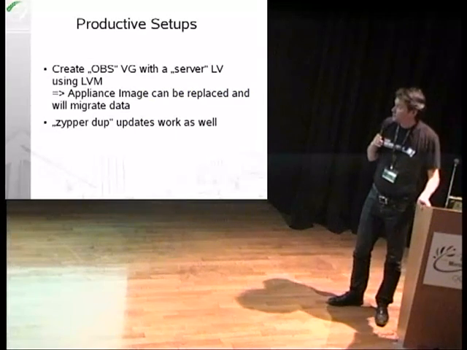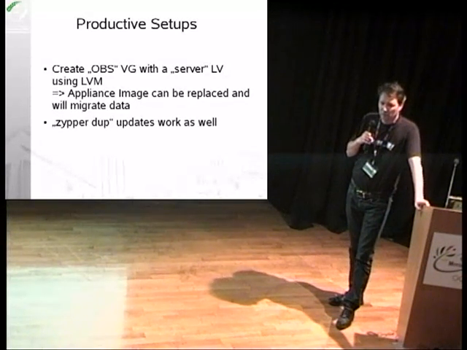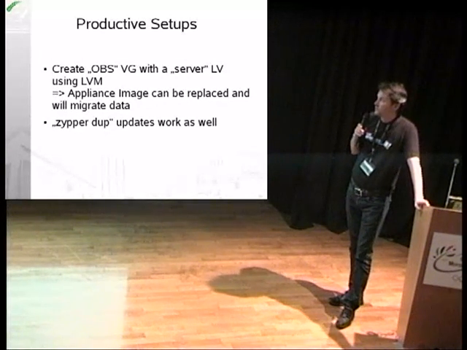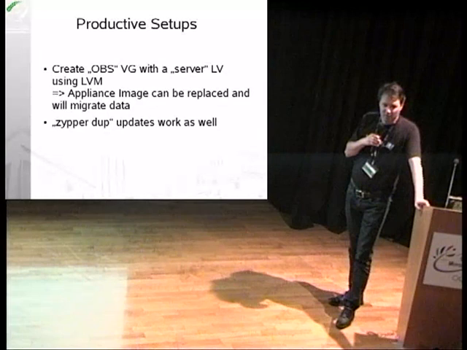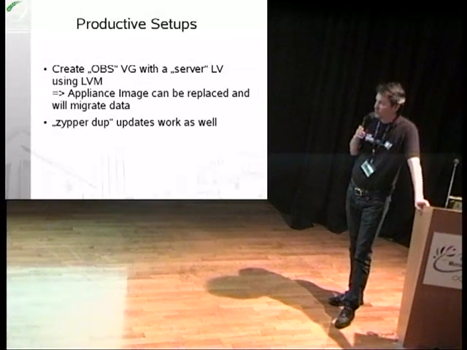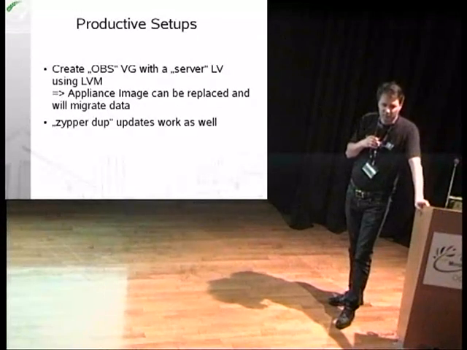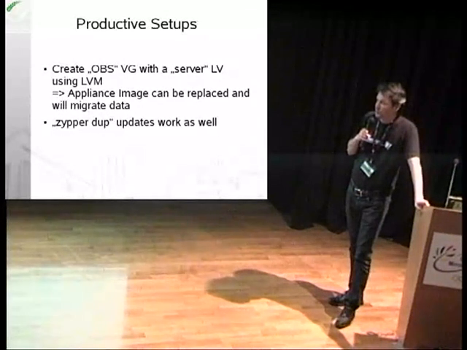And what we have done is created some logic so that the build service appliance looks for a volume group, an LVM volume group, and if it exists, then it uses this as a data volume. The advantage here is you can throw away your entire image and install the new one, and on the next boot it will just migrate the data, to be prepared for the next build service version. You could also do the zypper dup updates.